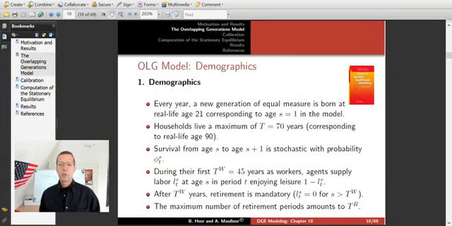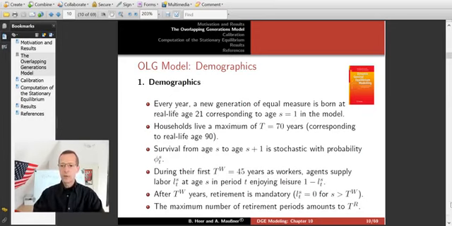Now, every year a new generation of equal measure is born. They start real life age at 21, which corresponds to our index s equal to 1 in the model. Households live 70 years at a maximum, so they become 90, and afterwards they die for sure. But not all persons will reach age 90. There's a stochastic survival probability, denoted by phi s.